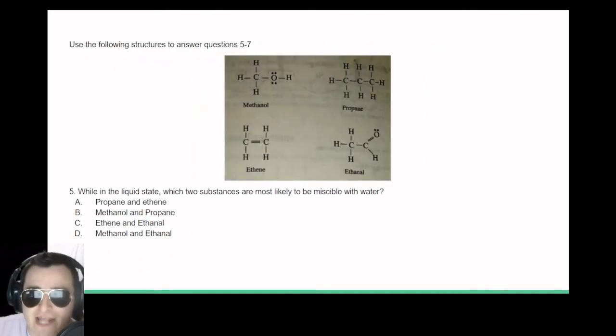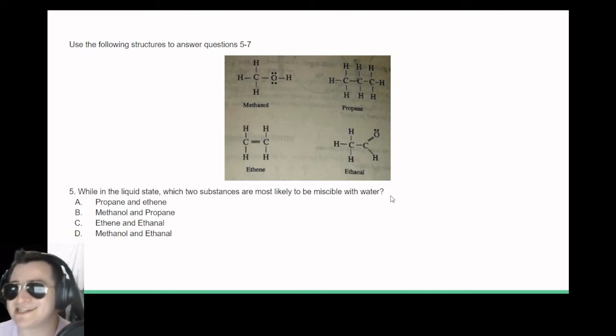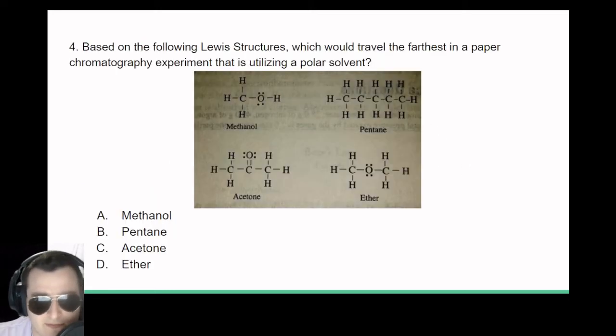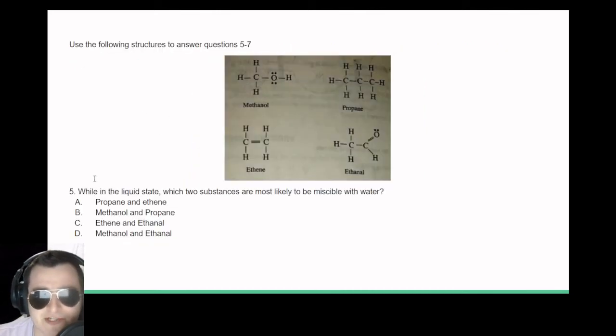Use the following structures to answer our next few questions. While in the liquid state, which two substances are most likely to be miscible with water? Like dissolves like. Miscible means soluble, right? Or mixable, if you will, with water. So we're looking for two things that are polar. And this is the same section of this review book. So these really are redundant questions because this one kind of already gives away one of the answers here.